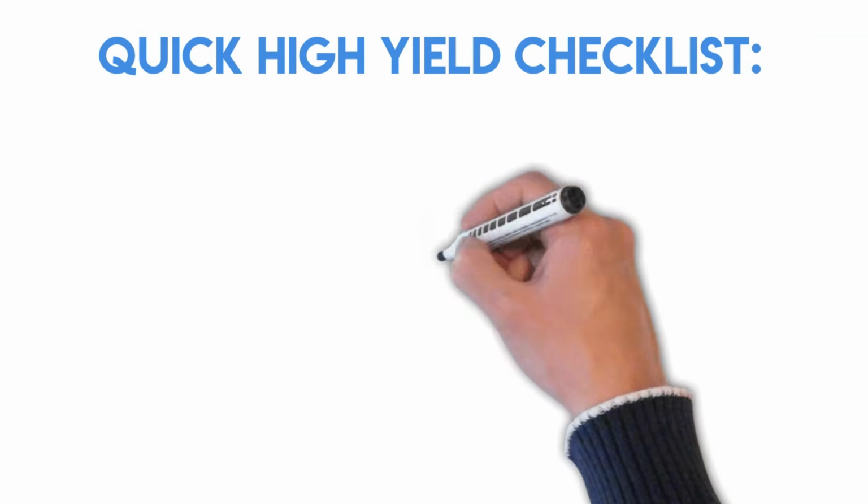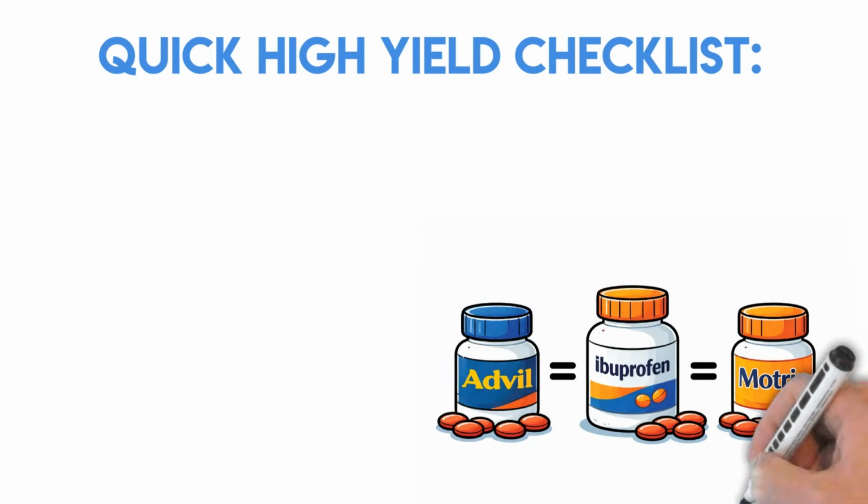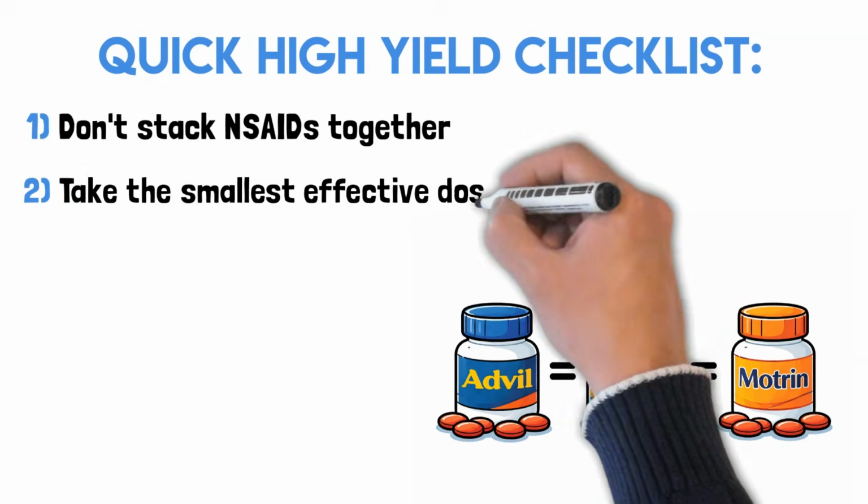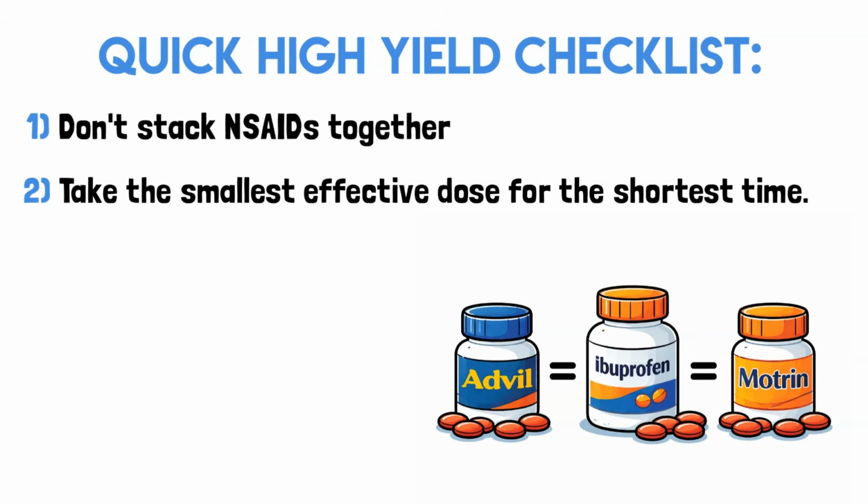Let's do a quick high yield checklist. So the first thing we want to know is you don't stack NSAIDs together. You don't want to take multiple NSAIDs because you're having the same effect. You're just increasing your side effect and risk profile. Make sure if a patient takes NSAIDs, they really only take one NSAID. The second thing is the dose amount. You always want to take the smallest effective dose for the shortest amount of time. You don't want to expose yourself to more risk, so take the smallest dose possible for the shortest time.